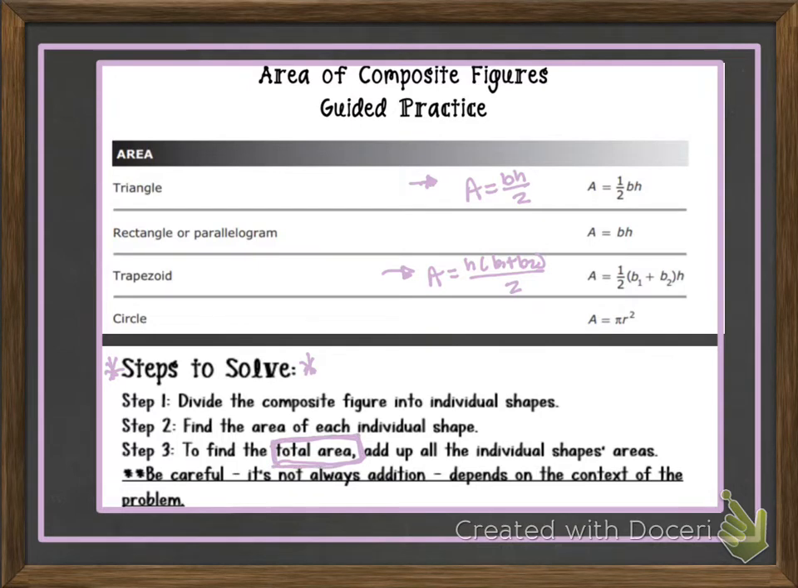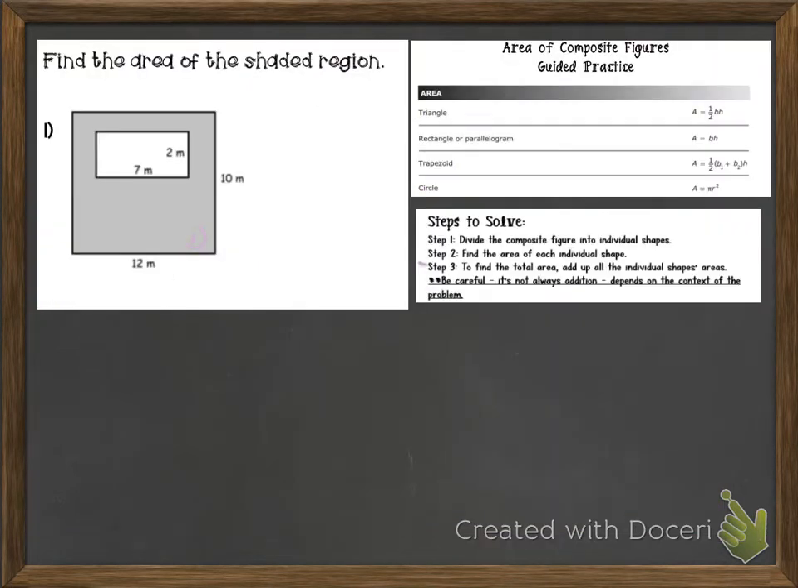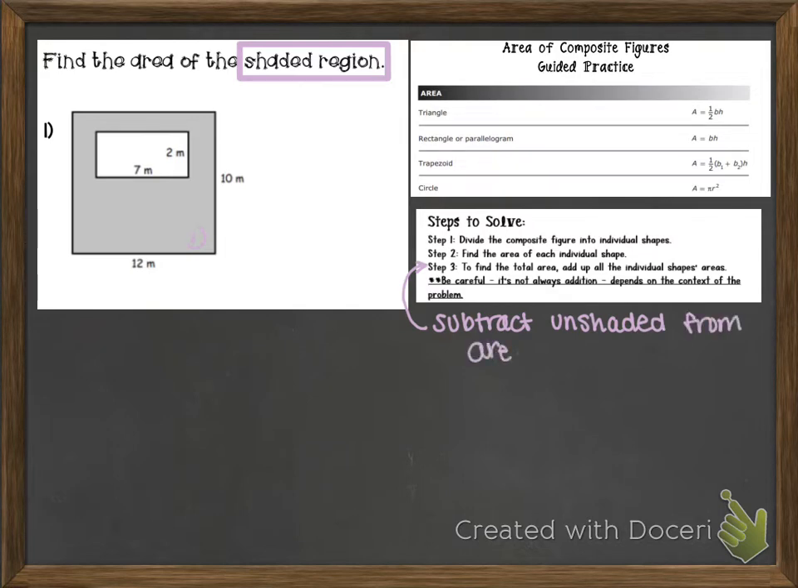But if we look at our first problem, we're actually going to find the area of a shaded region. Okay, so for the area of a shaded region, on step 3 we're going to subtract instead of add. So subtract unshaded from area of shaded.